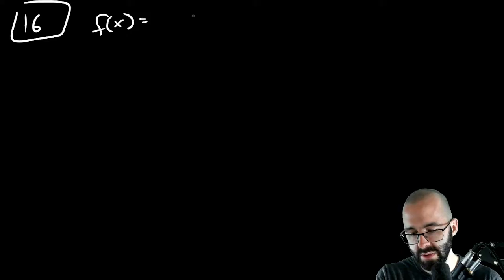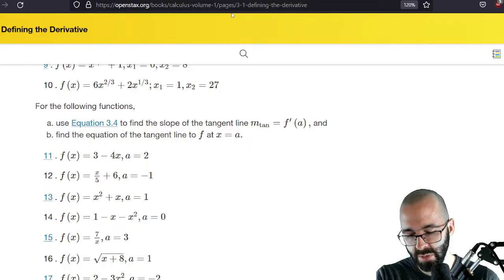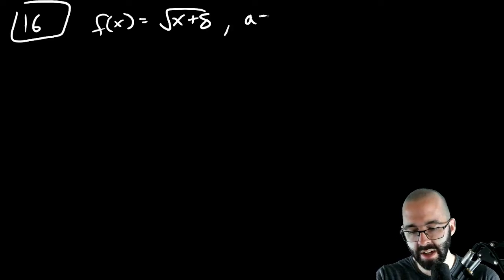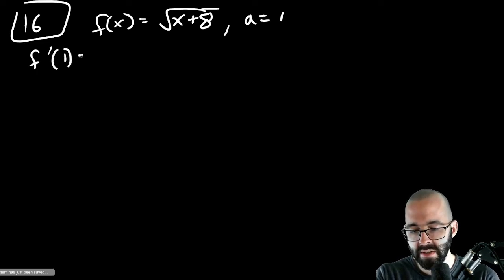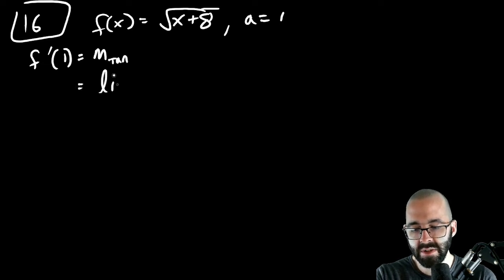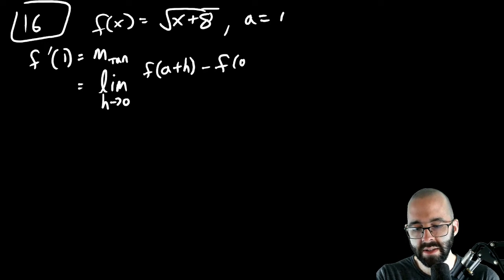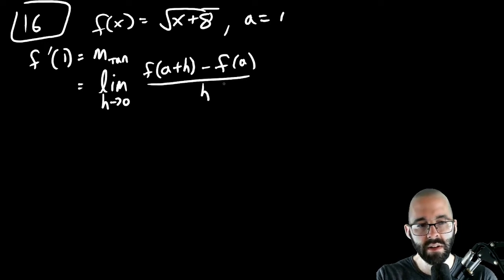F of x equals the square root of x plus h. I wanted to do more square root ones because we didn't do a lot of that in the other videos. All right, so the derivative at 1, that's the same as the slope of our tangent line. And it uses the formula, the limit as h goes to 0 of f of a plus h minus f of a all over h.